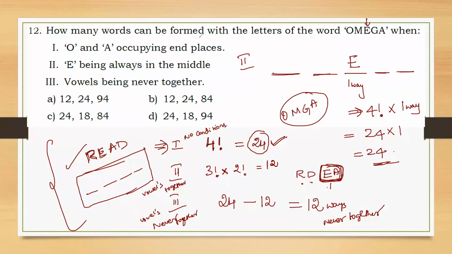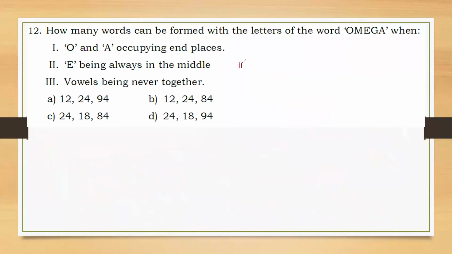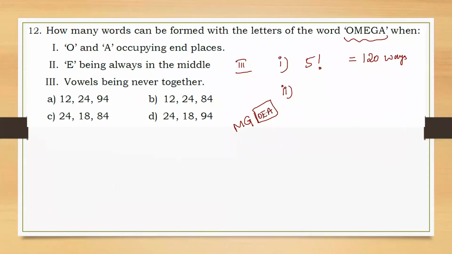Okay, listen carefully. The third one: vowels never together. I'm going to arrange the word omega, 5 letters. To arrange 5 letters, you have 5 factorial, and the answer is 120 ways. Next, I'm going to find vowels together. So M, G and OEA as vowels together.